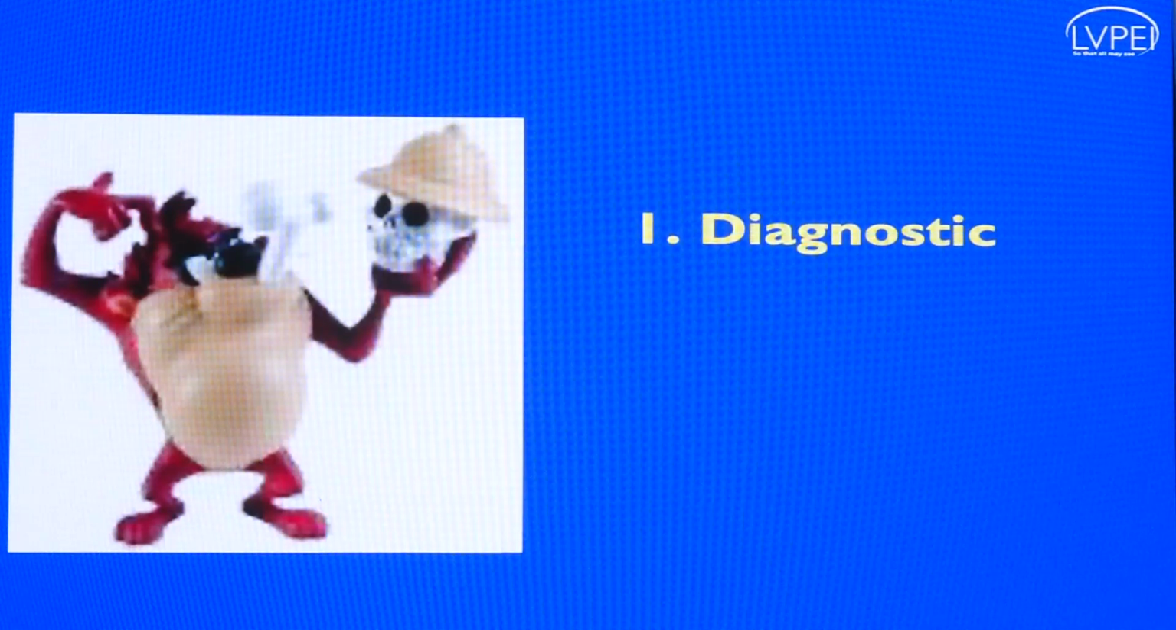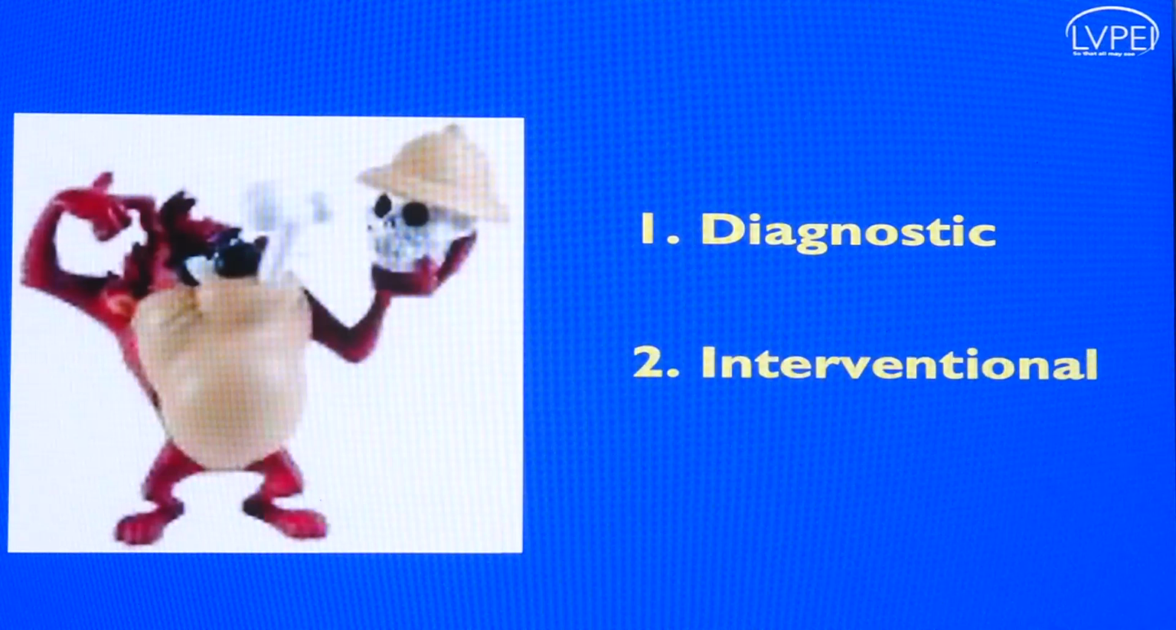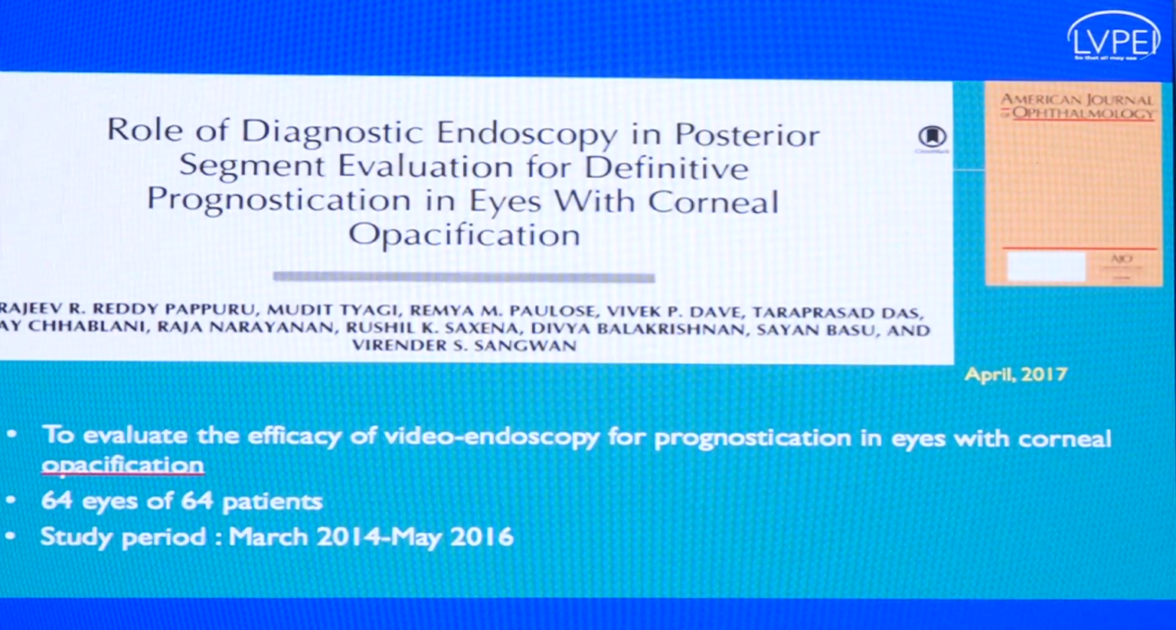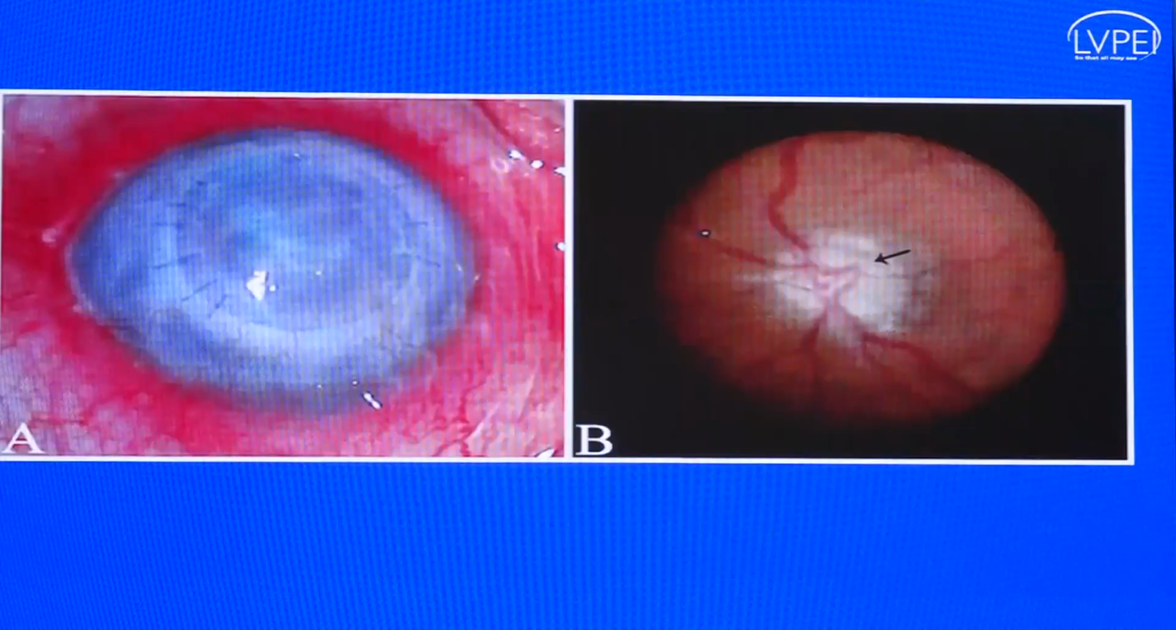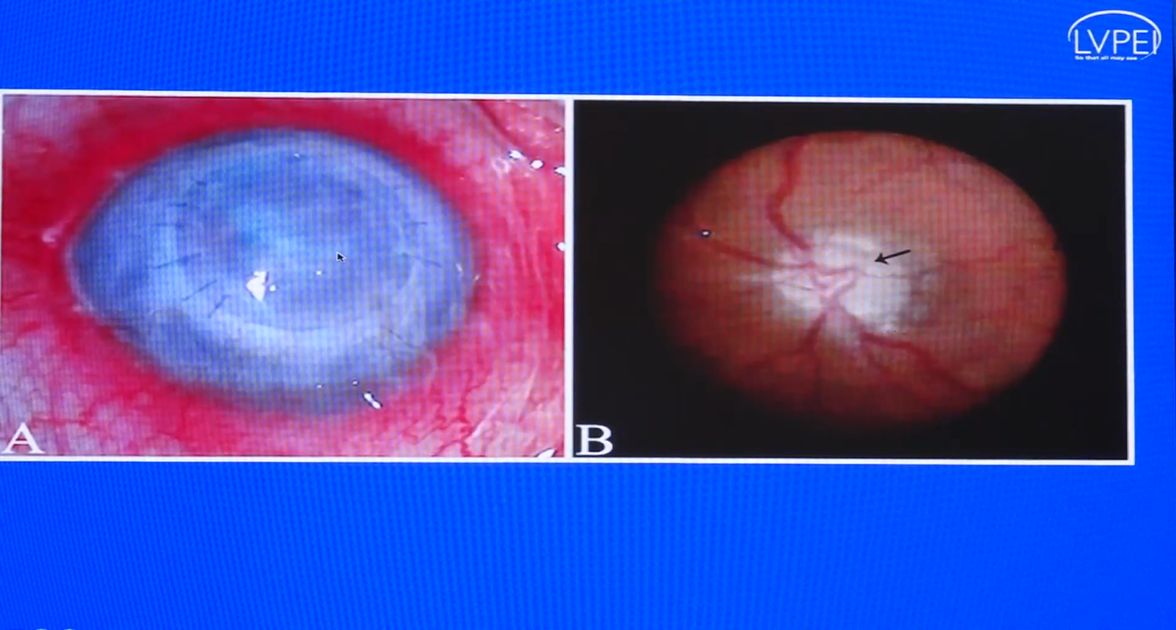So coming on, what are the absolute indications or the role that endoscopy plays in a uveitic practice? And that can be both diagnostic as well as interventional. Now in terms of diagnostic, it helps us in visualizing and prognosticating as to what is happening inside eyes where you have got a posterior segment pathology which you need to assess, but you are not able to do that because of corneal opacification, like what you will probably see in this eye.